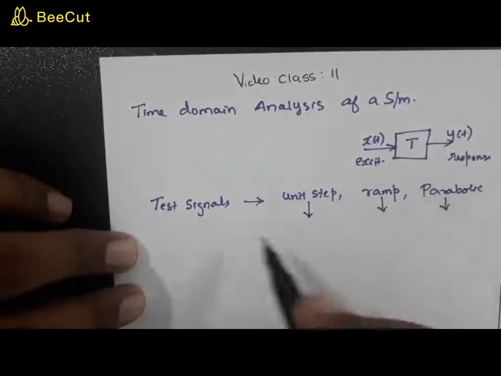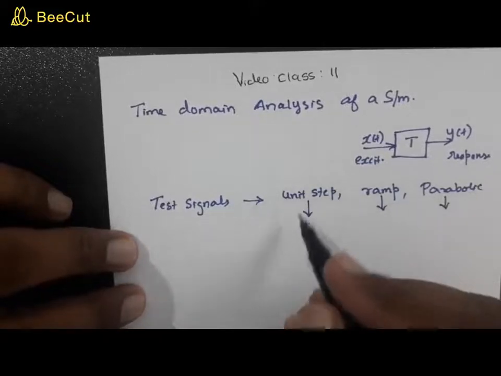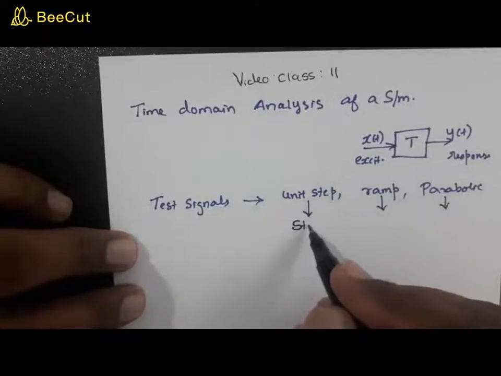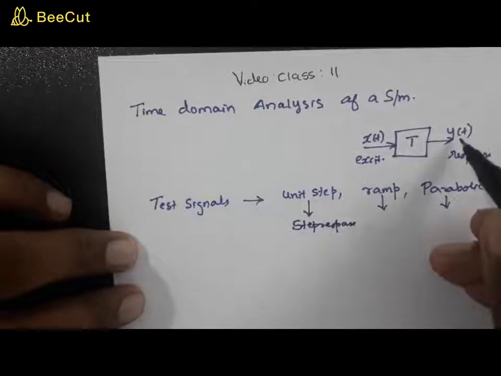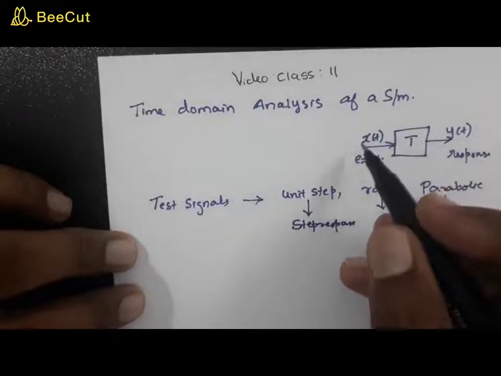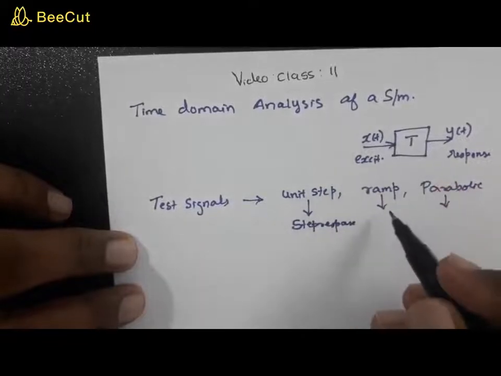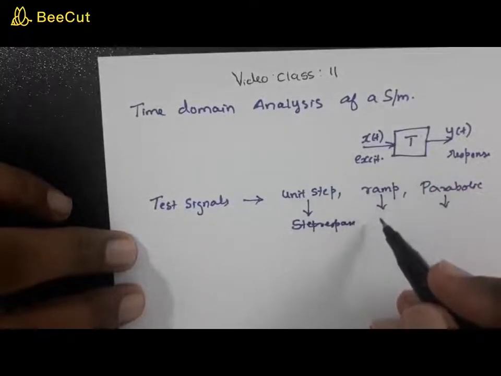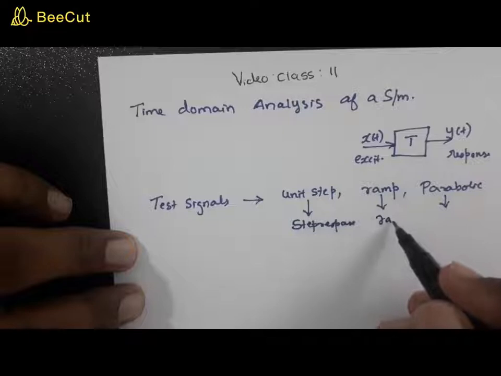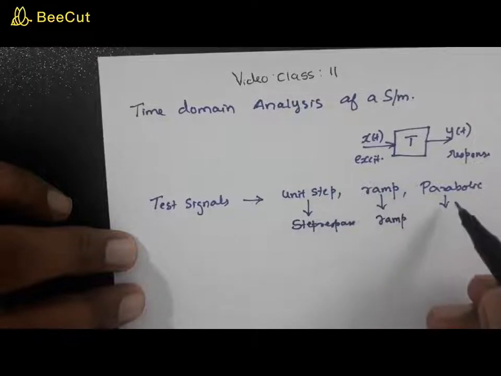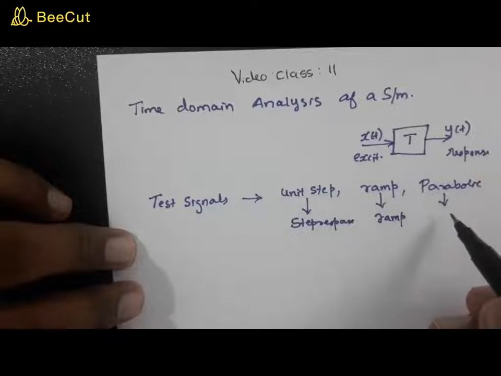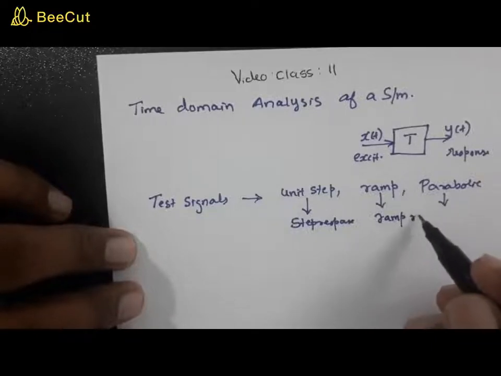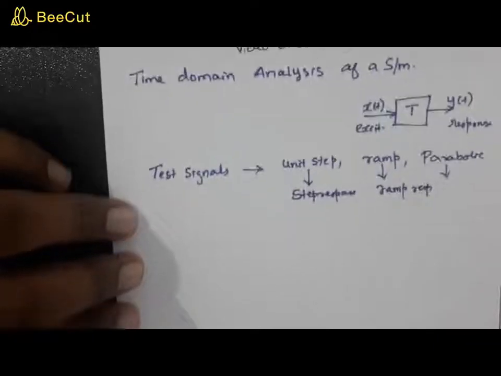You will get different responses for these inputs, and we call those responses by the name of their inputs. The step response is the output y of t when x of t is u of t, the unit step. The response due to the ramp input we call the ramp response, and that of the parabolic input we call the parabolic response.